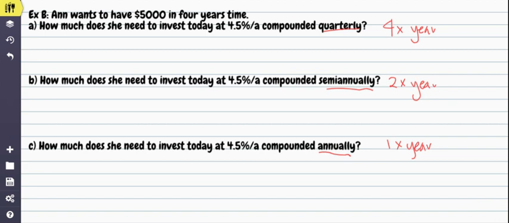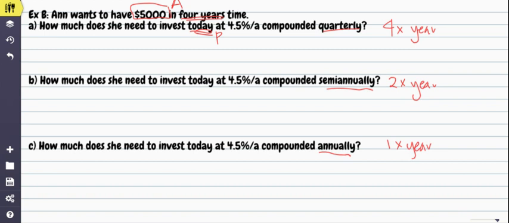Okay, so Anne wants to have $5,000 in 4 years' time. That means she doesn't have it right now. So this is going to be our future value. This is our A. In 4 years' time, this is the number of years, but that doesn't tell us the number of compounding periods because it depends how often we compound, right? So how much does she need to invest today? That's going to be her present value, her P, at 4.5% per annum compounded quarterly.